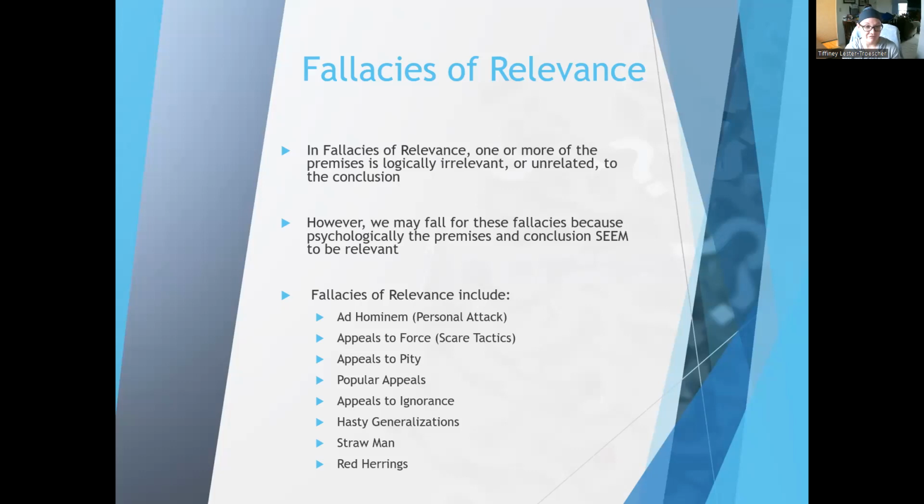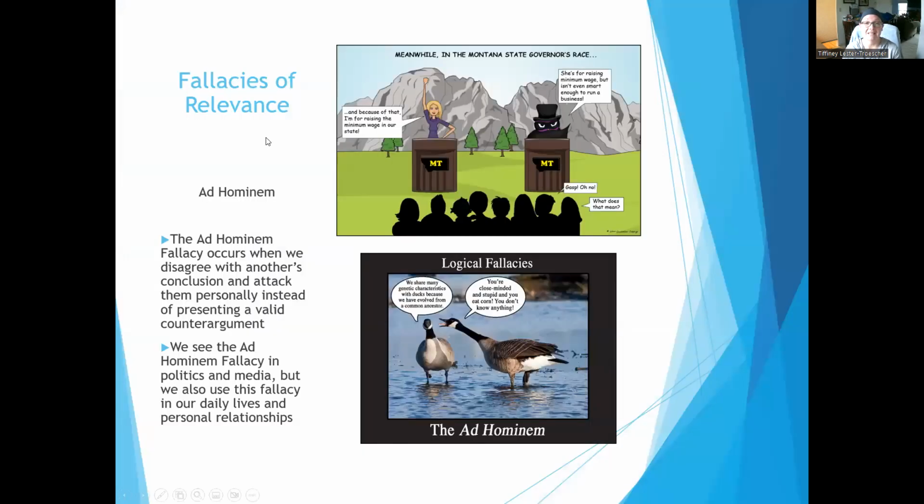So fallacies of relevance include the ad hominem, appeals to force, appeals to pity, popular appeals, appeals to ignorance, hasty generalizations, straw man, and red herrings. You're going to recognize a lot of them. So our first fallacy of relevance is the ad hominem, which is the personal attack. This is when we disagree with someone else and we attack them personally instead of presenting a valid counter argument. We see the ad hominem fallacy in politics, media, all over the place, but we use them in everyday life too.